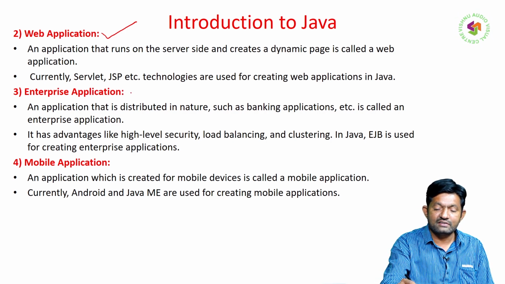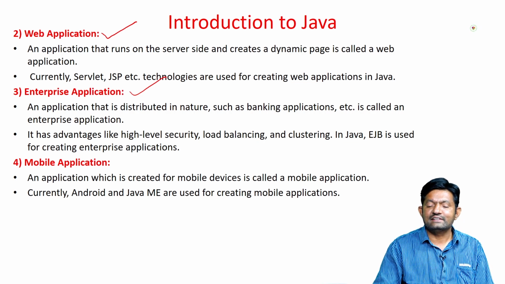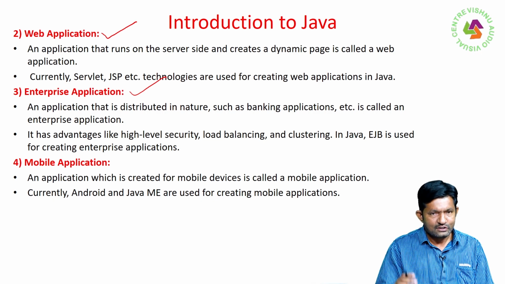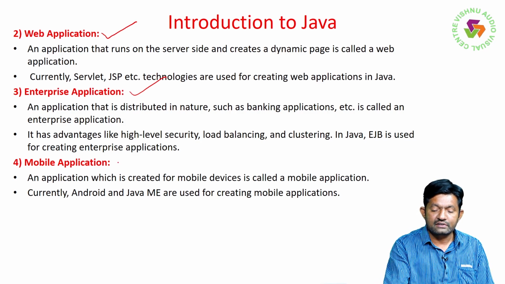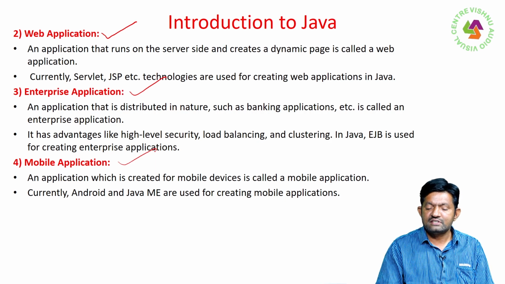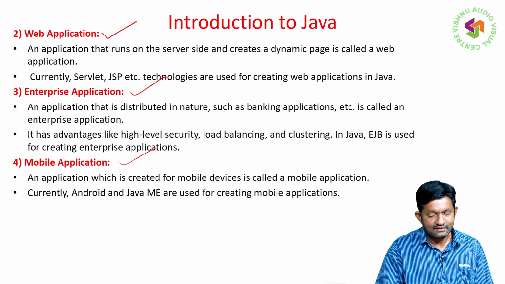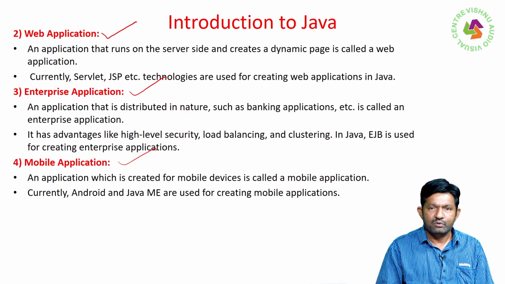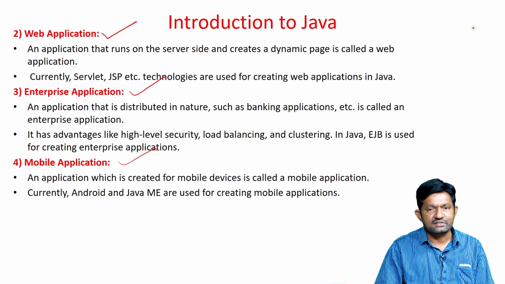Coming to the enterprise application, an application that is distributed in nature, such as banking applications, insurance applications, etc., is called an enterprise application. And coming to mobile applications, an application which is created for mobile devices is called a mobile application. Currently, a maximum number of people are using mobile applications. So Android and Java ME are used for creating mobile applications.